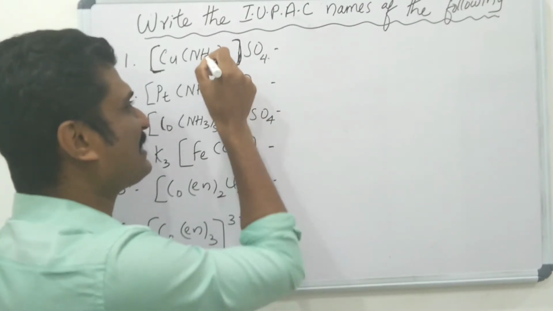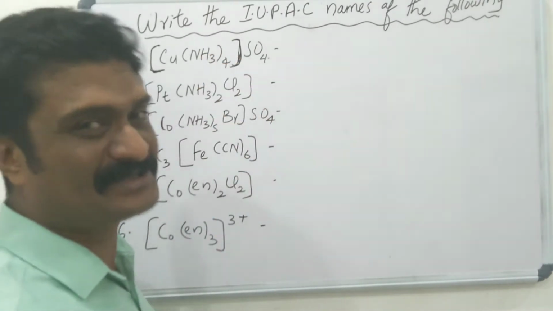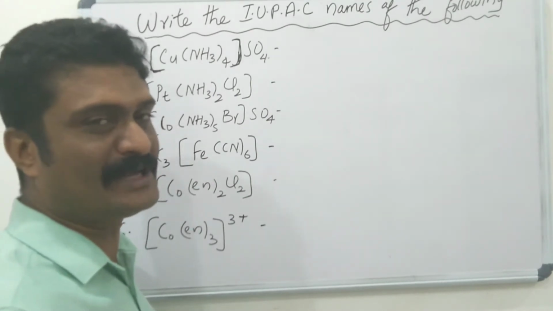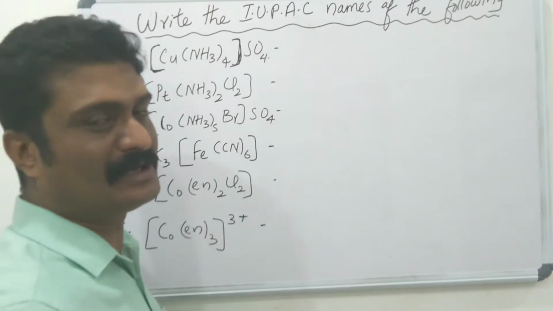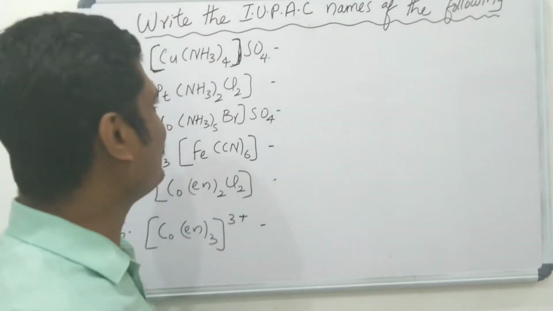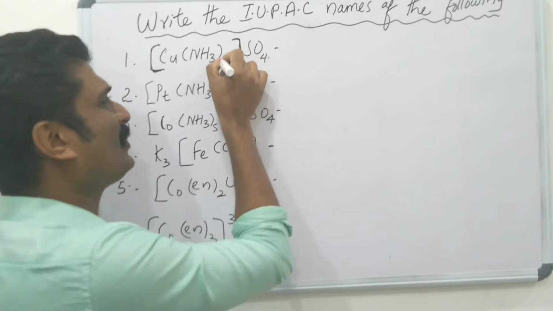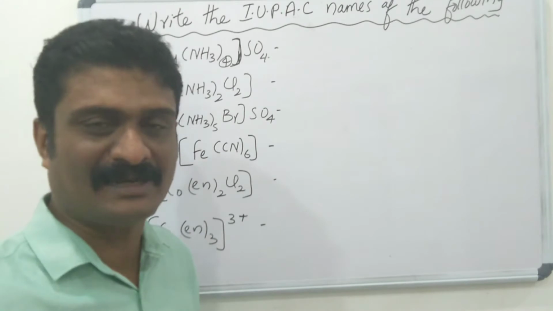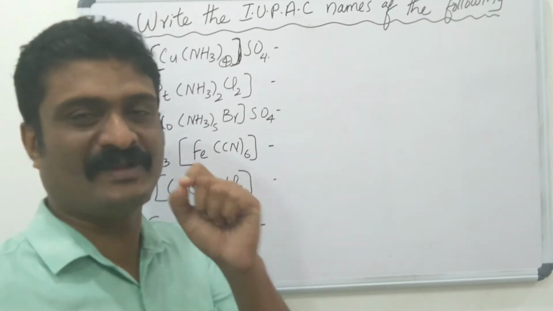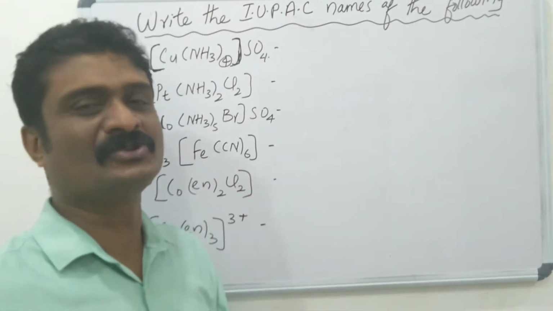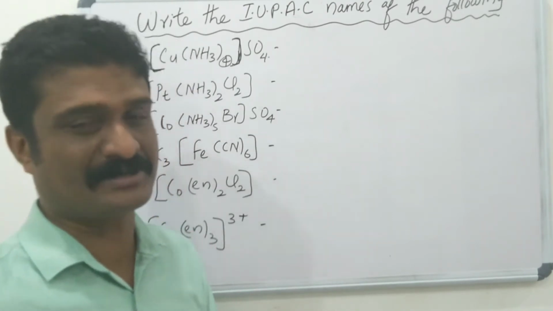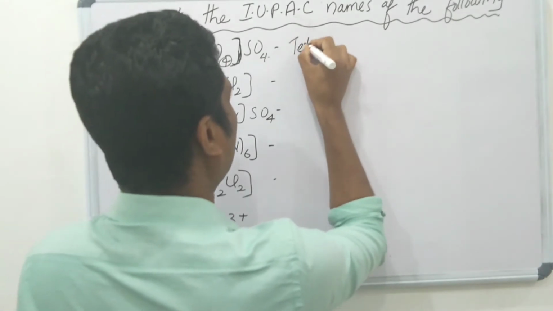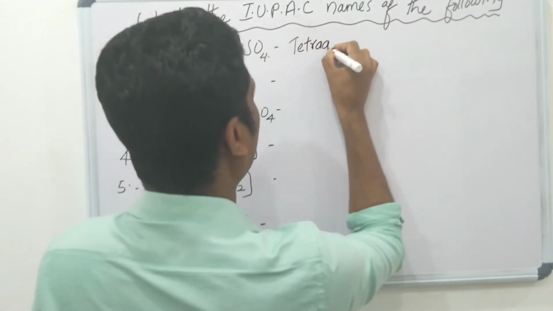Here NH3 acts as ligand. If the NH3 ammonia molecule acts as a ligand, we know it is called ammine, AMMINE. Here 4 NH3 ligands are attached to the central metal, so we have to use the prefix tetra to indicate the number of NH3 ligands. Then ligands: tetraammine.